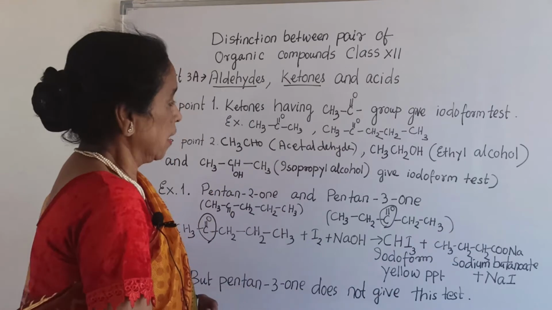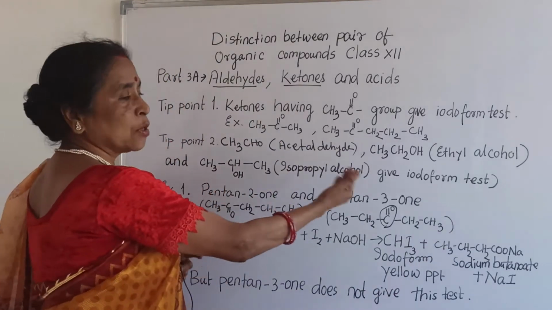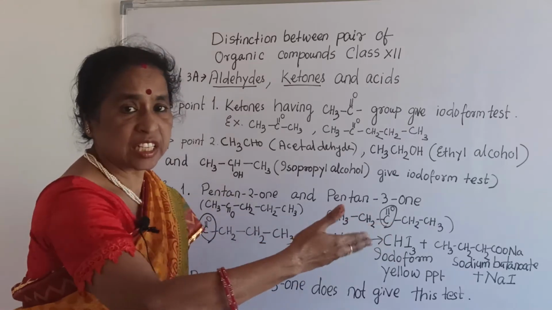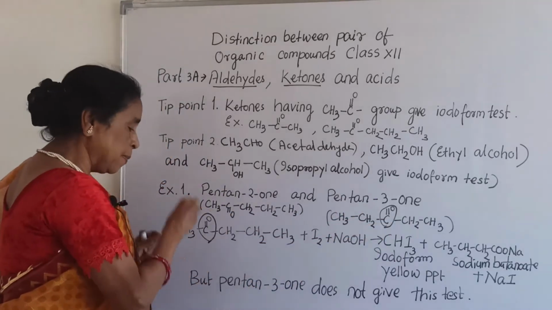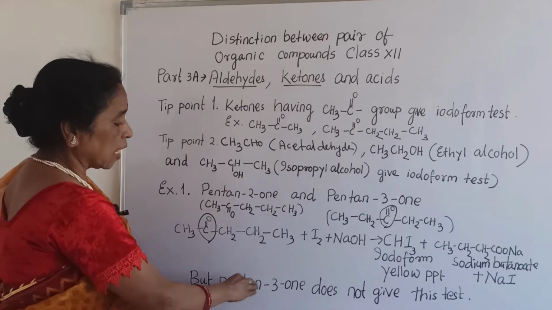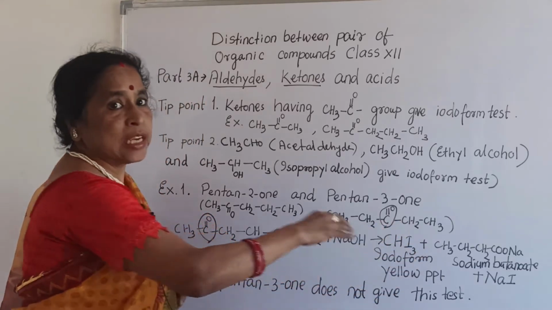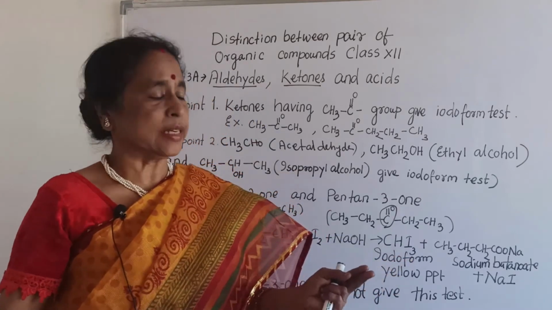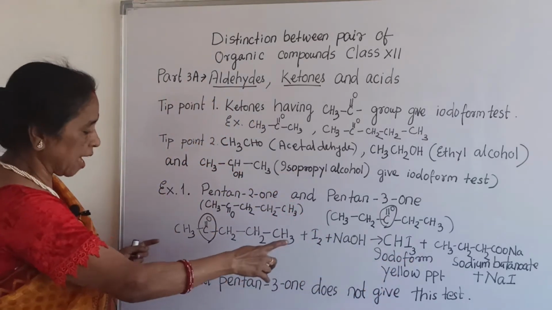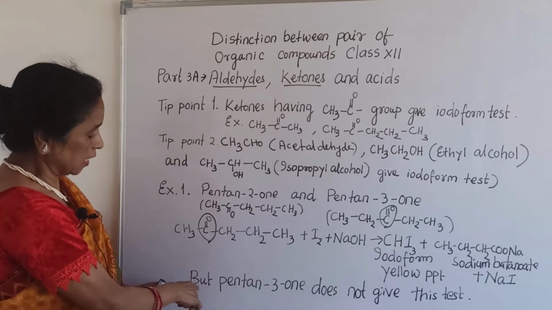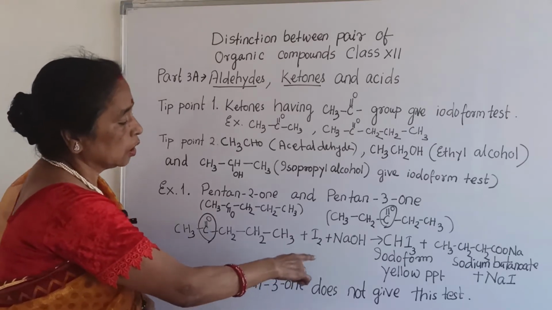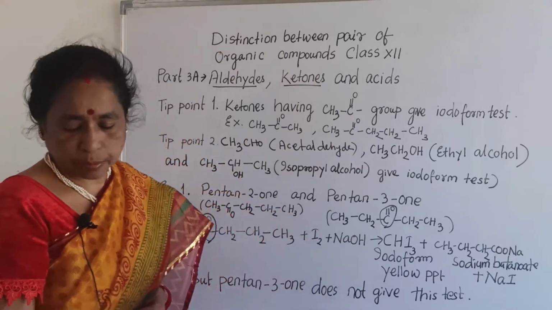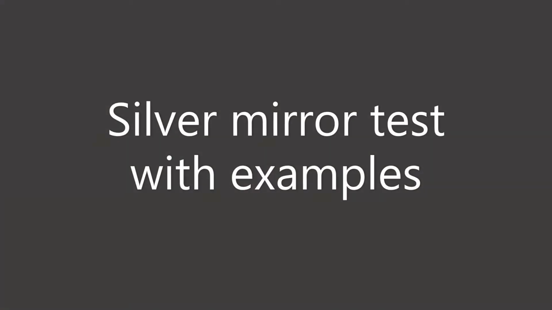Sodium iodide. Whenever you compare one compound with another, here pentan-2-one, as already mentioned, gives the iodoform test, and immediately you should write that pentan-3-one does not give this test. You should prove it: this will give the test and that will not. So after completing the reaction you should write, but pentan-3-one does not give this test. Now we will see other examples.